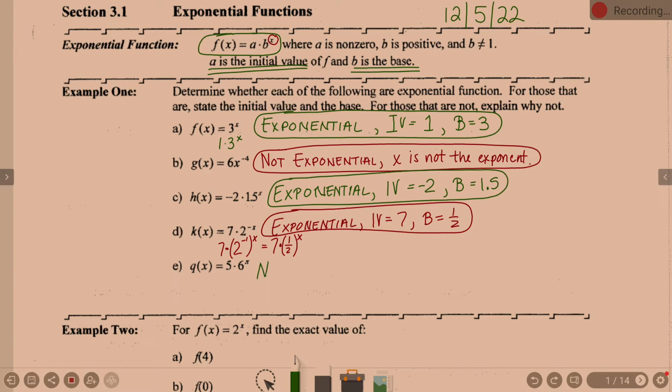I put non for some reason. I am using a complete thought here, full words, and saying not exponential. And why is it not exponential? There is no variable, or x is not the exponent. You could go one of two ways with this. There's no variable in the problem, or there's no variable in the exponent. Both are valid arguments.